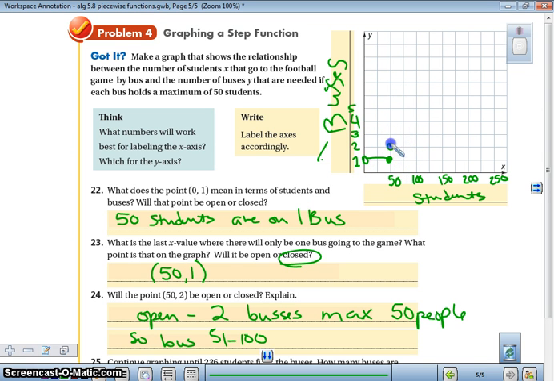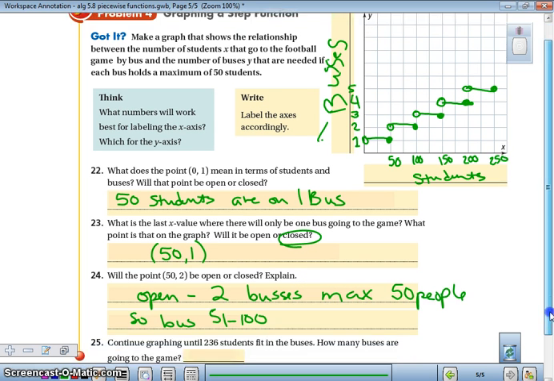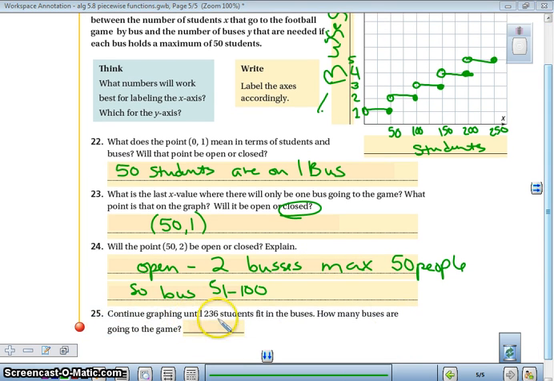To 100. On bus 3, we can't have 100, but we can have up to 150. On bus 4, up to 200. And on bus 5, we would have up to 250. So this is what our step function is looking at. It says continue until 236 fit. How many buses are we going to need? Well, for 236, we would actually need 5 buses.